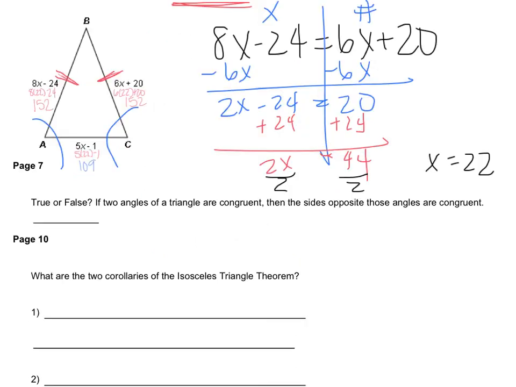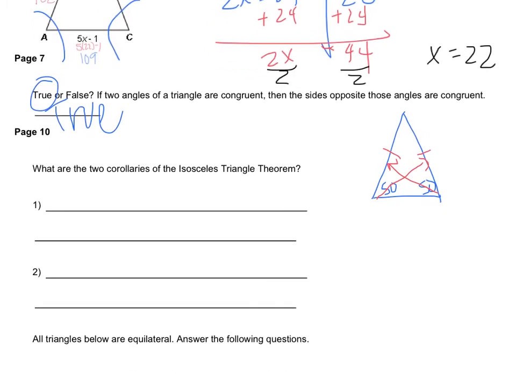The converse of this isosceles triangle theorem says if two angles of a triangle are congruent, then the sides opposite those angles are congruent. And that is a true statement. So that means if you have a triangle and you know this angle is 50 and this angle is 50, well then what that tells you is that this side must be congruent to this side because they have the same angle measures.